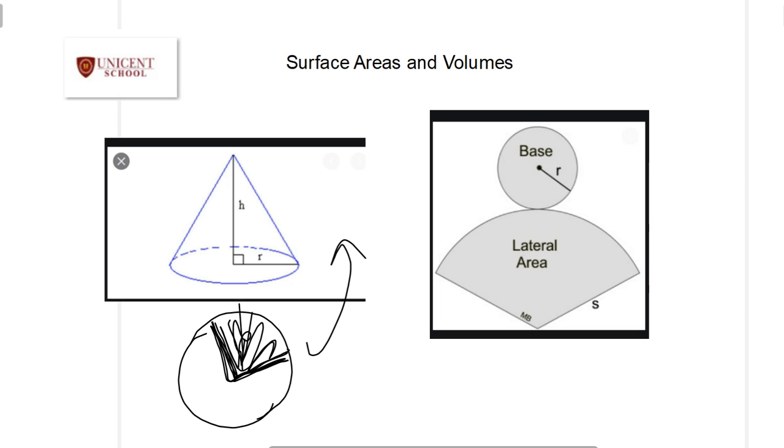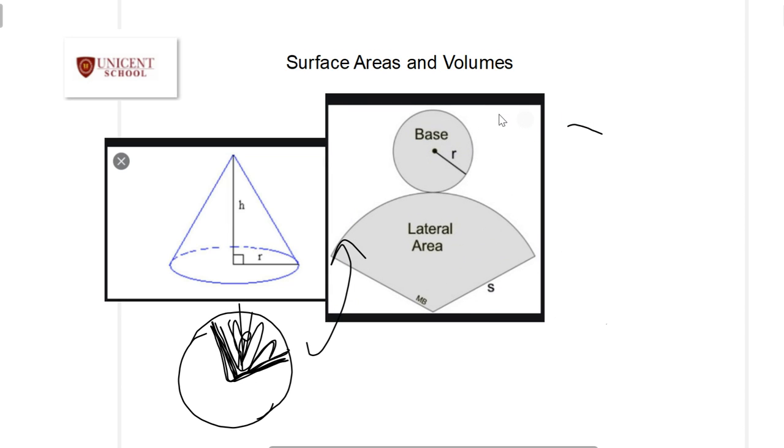And in that case, we have two areas again. One is the lateral surface area of a cone, which is also called the curved surface area of the cone, and the other is the total surface area of a cone. So what is the lateral surface area? Let us just take this a little to the left side.